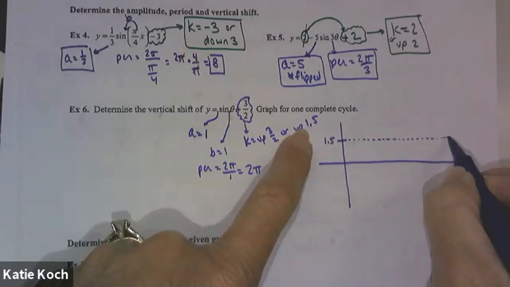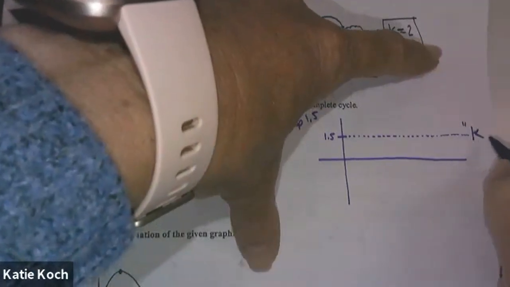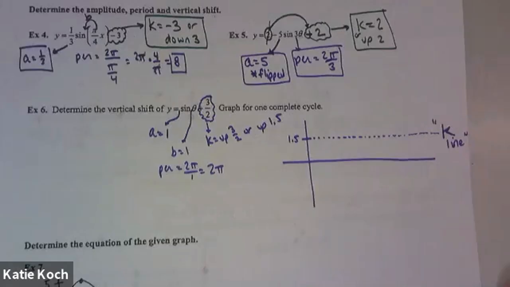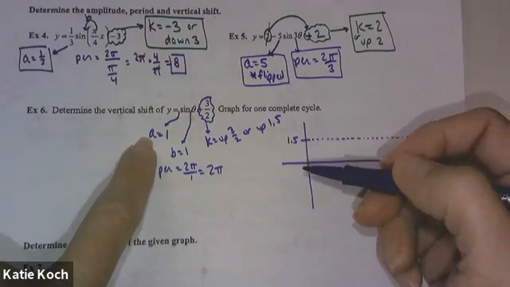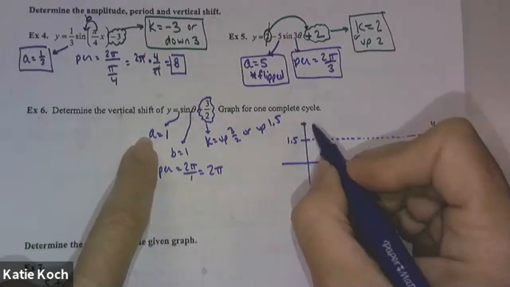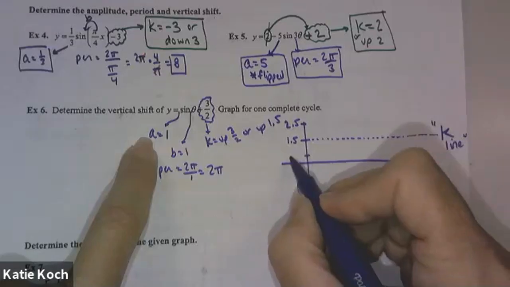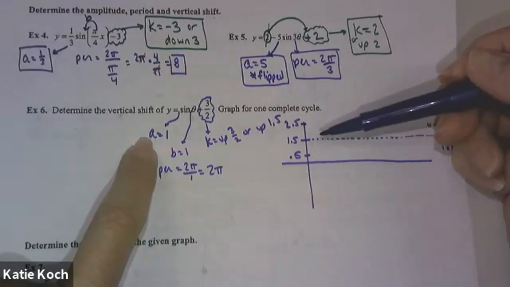So I like to give myself a little K line. I actually call this the K line. Because when I say middle, I know I need to hit the K line. That's my new middle. So if you think about the height then, I need to go up 1 from there to get to 2.5, and I need to go down 1 to get to 0.5. So the highest this graph is going to go is 2.5, and the lowest is 0.5.